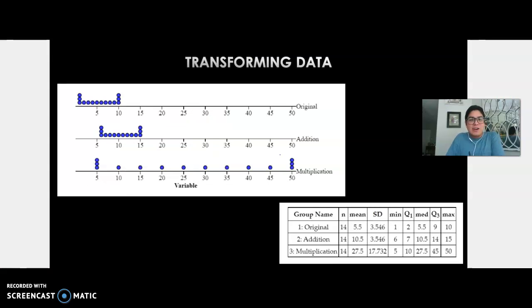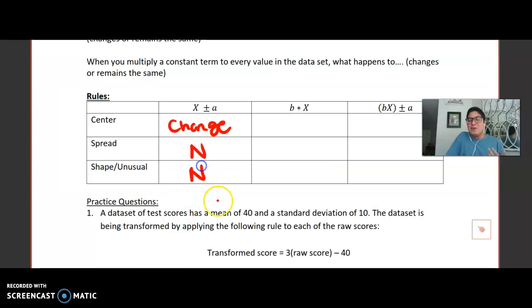And let's take a look at our shape or any unusual features. It's literally like SpongeBob. Let's take Bikini Bottom and push it over there. We're literally just moving the graphic display here. So we actually have no change to our shape or unusual features.